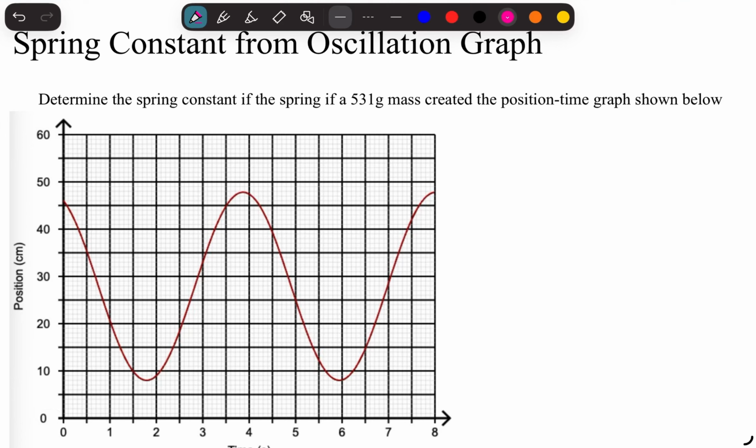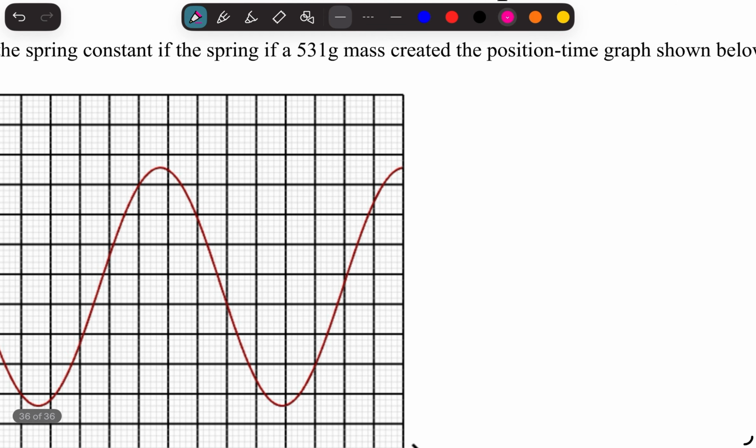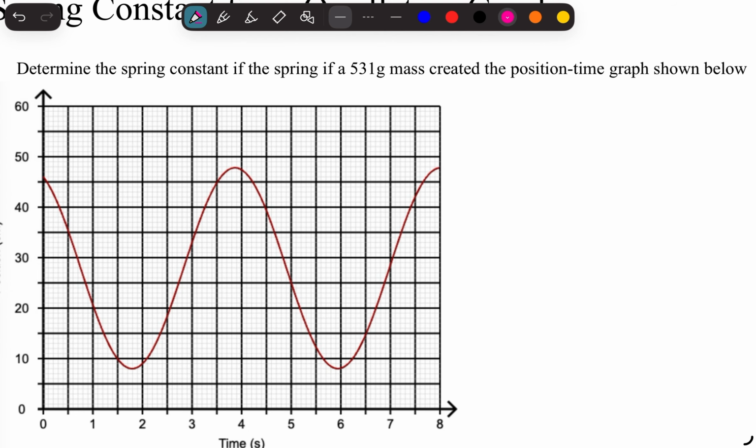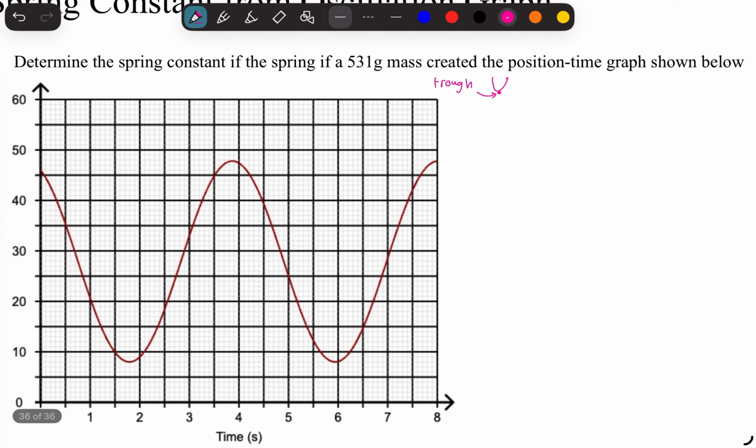In this video, we're going to be calculating the spring constant from an oscillation graph. So determine the spring constant if the spring's mass is 531 grams and it created the position-time graph shown below. What we can do is look at two consecutive troughs. A trough is the lowest point, like that. So you're going to look for two consecutive ones. That's where the pattern will repeat.